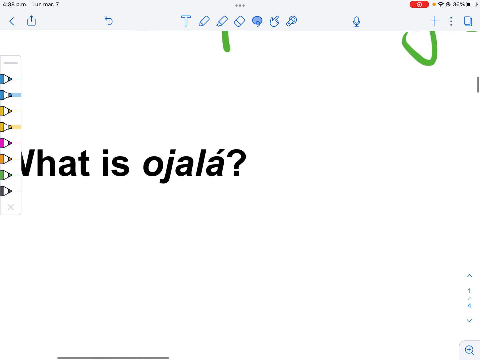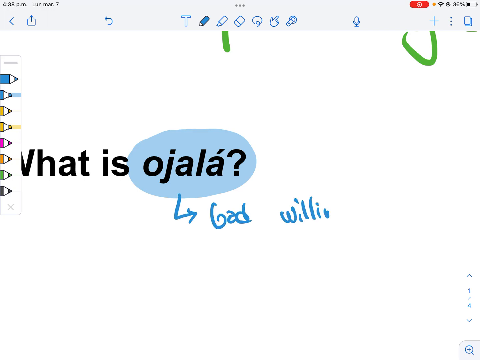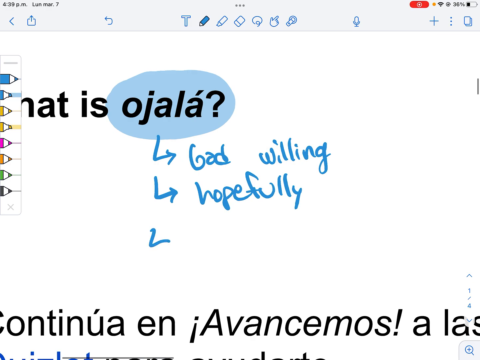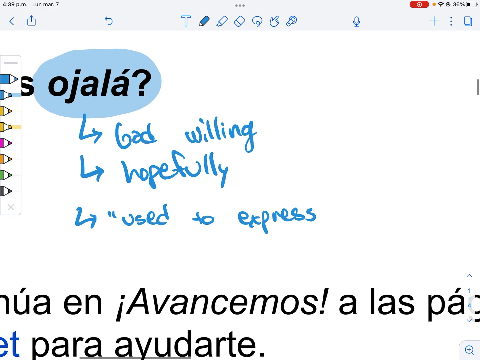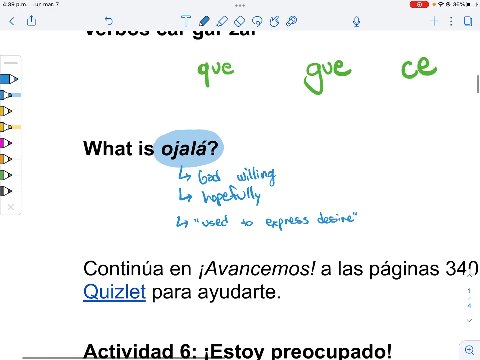Now let's talk about this phrase, ojalá. Ojalá fascinates me because there's not really a good translation into English. I've seen it as "God willing." I've seen it as "hopefully." Or I've seen it as just used to express desire. Okay, so there are three different definitions.